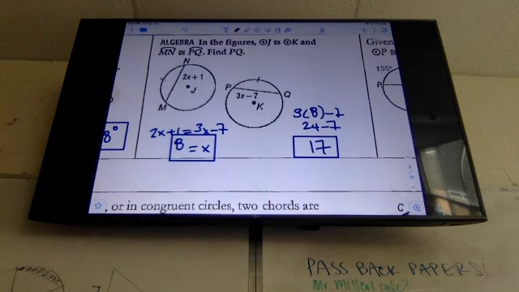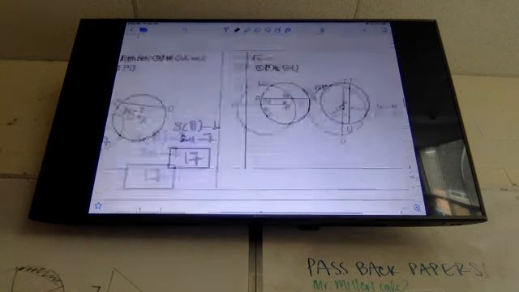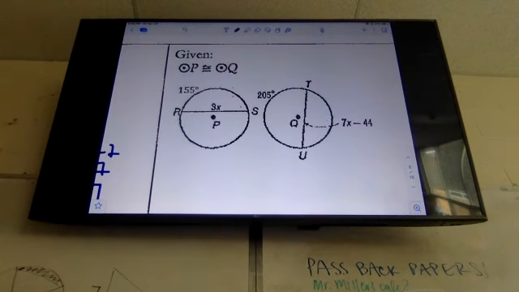I got one more problem. You guys ready? Awesome. This last one says circle P is congruent to circle Q. And I know that RS is 155, and I know the major arc TU is 205. And I want to find X. Why are we allowed to do that? How do you know that? The whole circles are congruent. That doesn't mean that the segments are. What'd you say, Oscar? They're opposite each other.